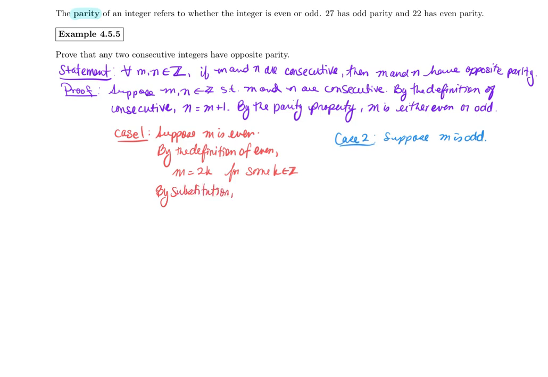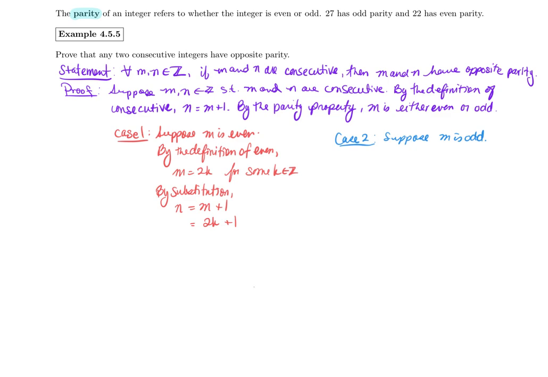So by substitution, n is equal to m plus 1. And we know m is 2k, so we get that n is equal to 2k plus 1. Well, that just happens to be the definition of, you guessed it, odd. So let's make it very clear for our reader that that's exactly what is happening in here.